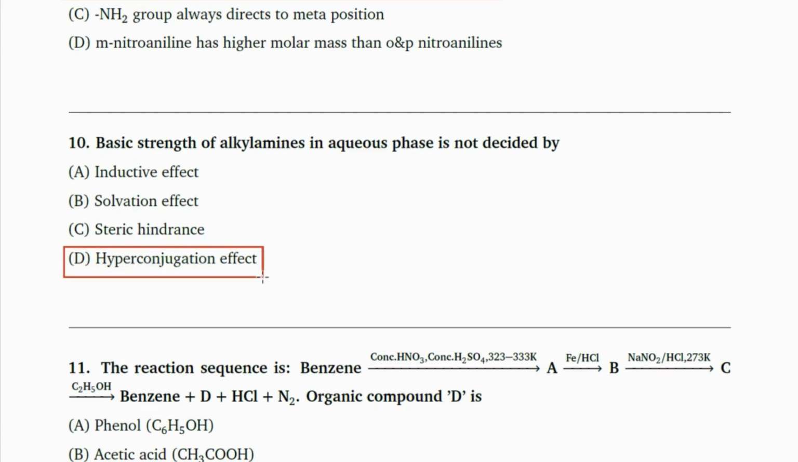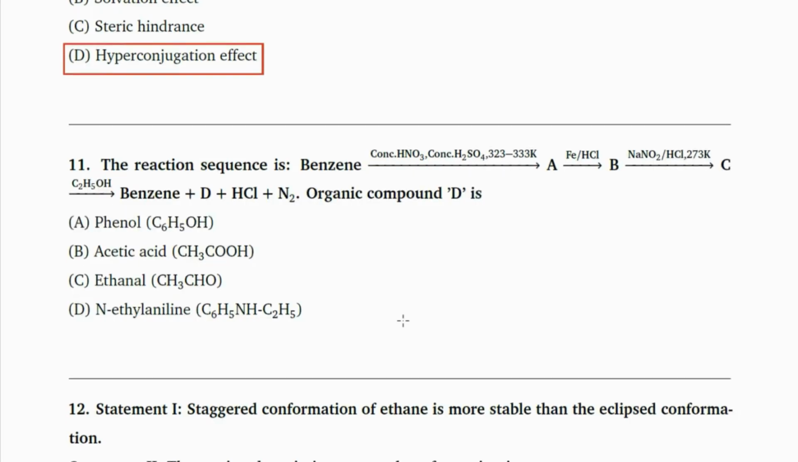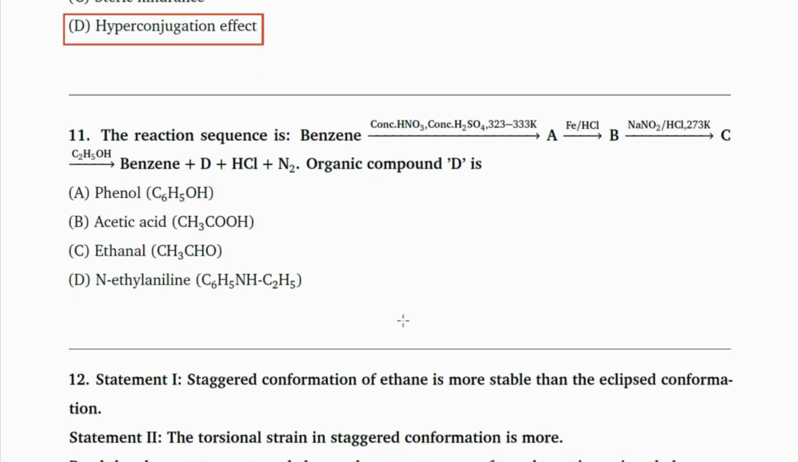Question number 11. A reaction sequence is given to you. You need to identify the organic compound D. So here, on treating benzene with nitrating mixture, that is concentrated HNO3 and concentrated sulfuric acid at 323 to 333 Kelvin, nitrobenzene is obtained. This is compound A. This nitrobenzene is reduced to aniline in the presence of hydrochloric acid and Fe, and this compound is B.